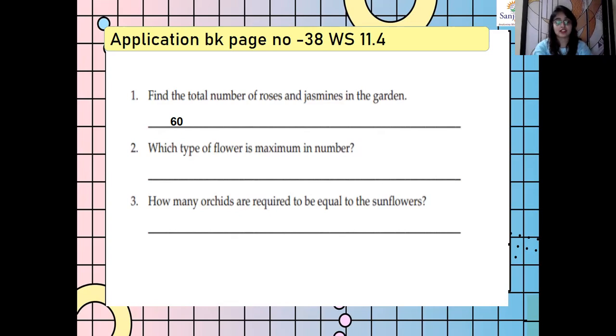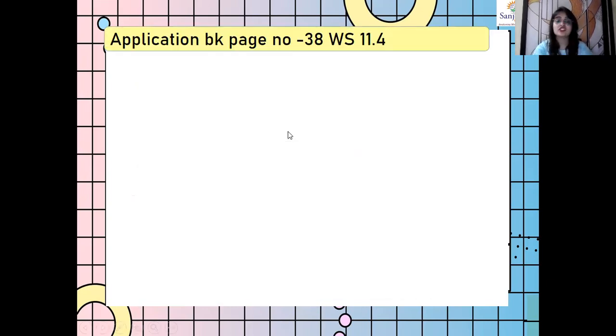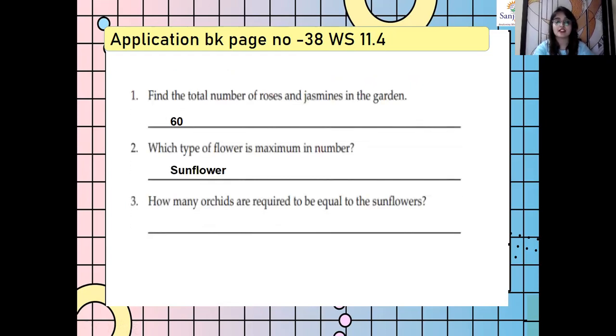Then the second question says, which type of flower is maximum in number? Look at the bar graph, children. Which is the highest bar drawn here? That is sunflower. That is till 100. So which type of flower is maximum? That is sunflower.